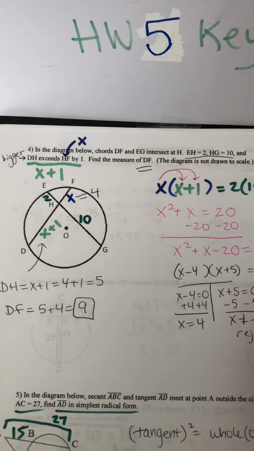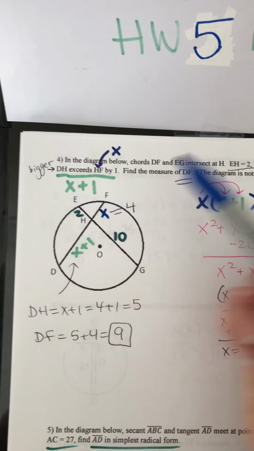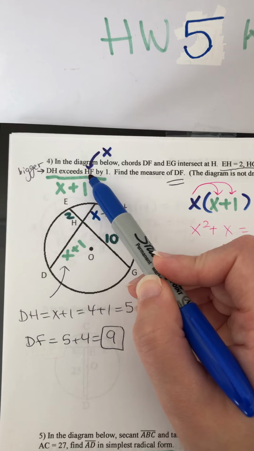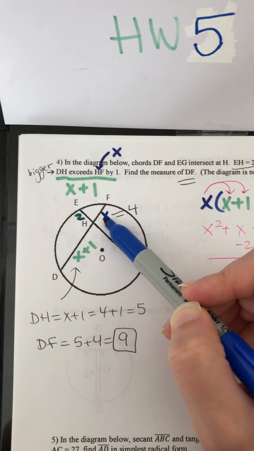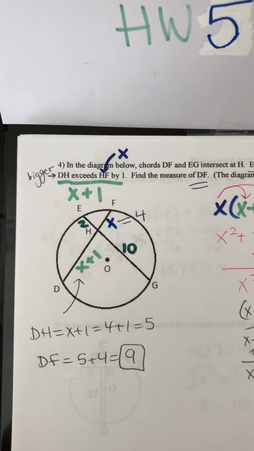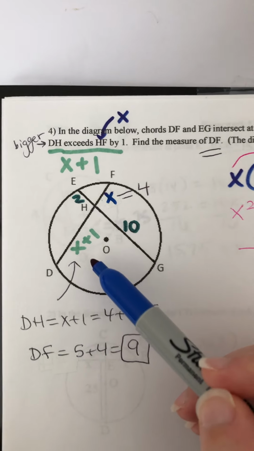Okay, when there's a comparison, there are variables involved. Think back to algebra. Exceed means bigger or add. So that original side, HF, is going to be exceeded by 1. So HF is the comparison. HF is the regular X. And DH is the bigger one. DH exceeds HF, so DH has to be bigger. So DH gets the X plus 1.